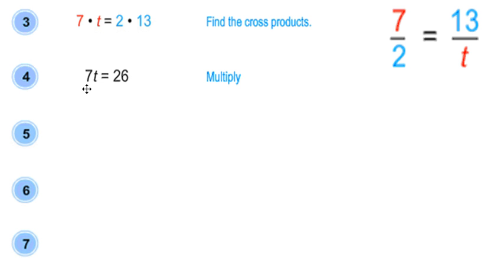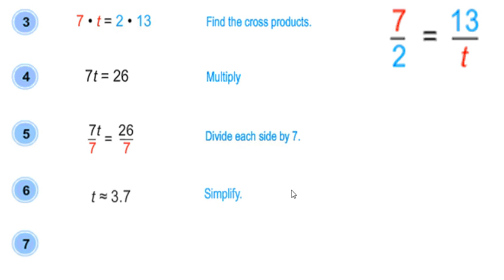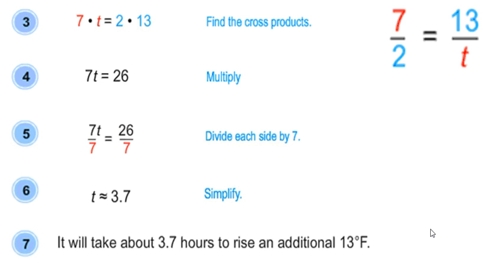I need to know what number times 7 equals 26. And how I'm going to do that is I'm going to divide by 7 on both sides of the equation, and I should get a round or an estimate of 3.7. So what that means is it's going to take about 3.7 hours to rise 13 degrees Fahrenheit. So again, this is an example of a real life situation where the answer didn't end up to be a whole number and we had to kind of round.